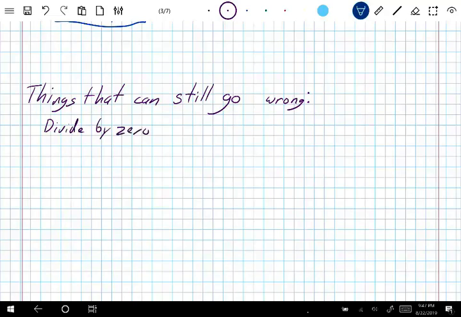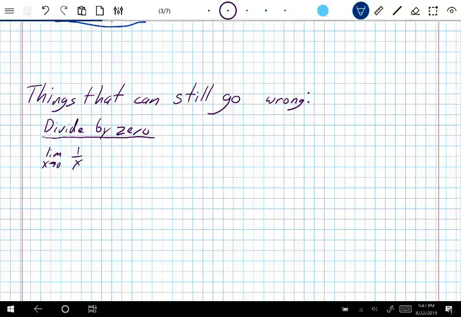We definitely don't ever want to divide by 0. That's a big one. So, for instance, the limit as x goes to 0 of 1 over x. Okay, no limit law is going to save us. That is technically a rational function. 1 is a polynomial, so is x, but I can't use my limit laws there.